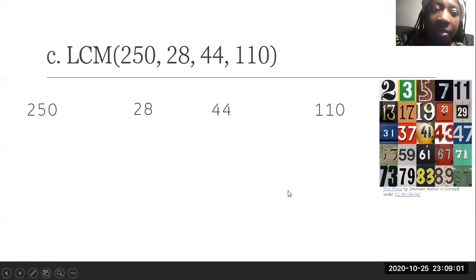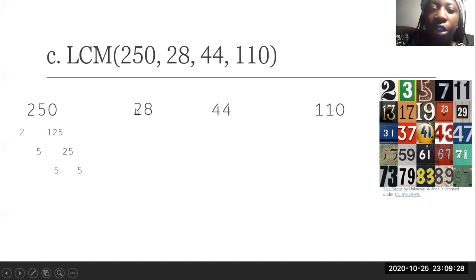Let's go to C. 250. Can 250 go with 2? Yes, and that'll be 125. How many times can 2 go into 125? None. How many times can 3 go into 125? None. But 5 can go into 125, and it'll go 25 times. So how many times can 2, 3, or 5 go in? 5 will be able to go, and it'll be able to go 5 times.